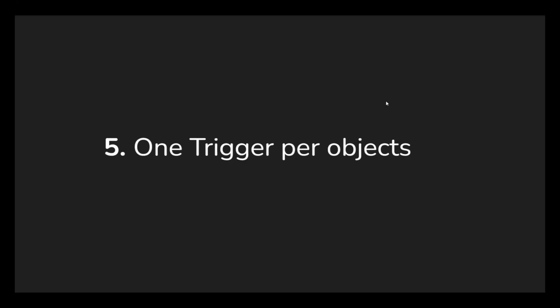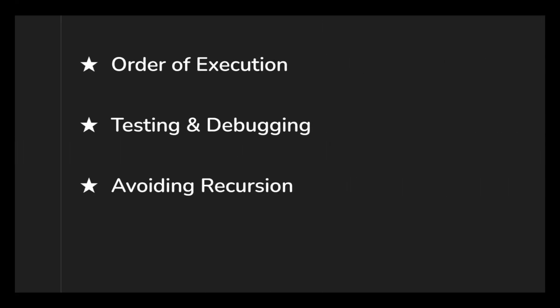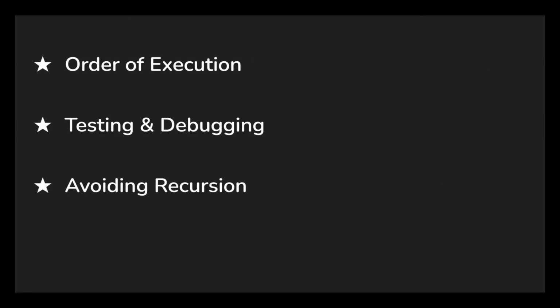The last best practice in this video is having one trigger per object. So what does this mean? Salesforce, though it allows you to have multiple triggers on an object, recommends that we should always have one trigger per object. The reason for this is the order of execution. Salesforce doesn't guarantee any specific order of execution for triggers on the same object. If you have more than one trigger for the same object, you can't control the order in which they fire. The next reason is testing and debugging. Imagine how difficult it would be to debug an issue when you have multiple triggers. So you should always avoid multiple triggers on the same object.